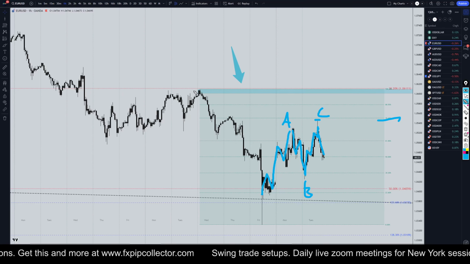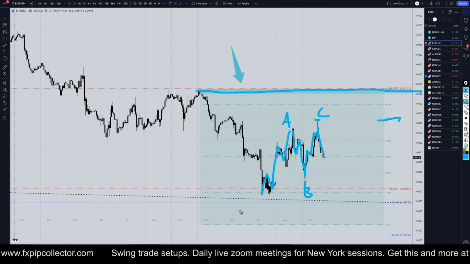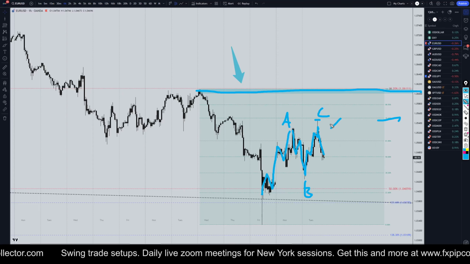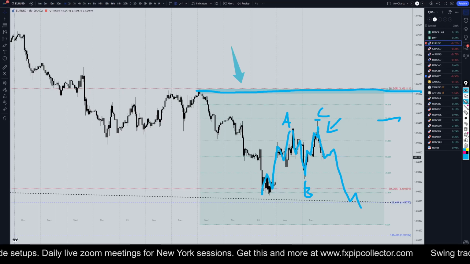Now, the trend is definitely down on all the higher time frames until we break this structure up here, so I'm leaning towards shorts. If this right here really is the end of a correction, then this should continue the downtrend over the next day or so.